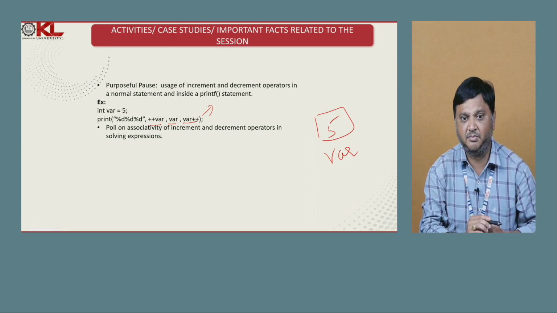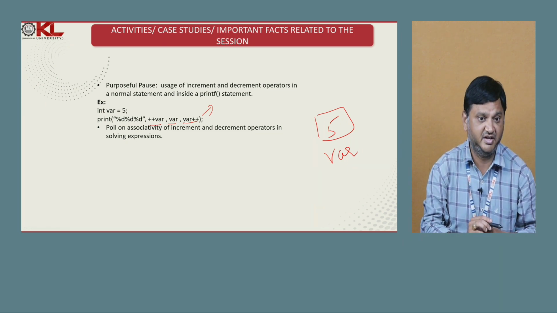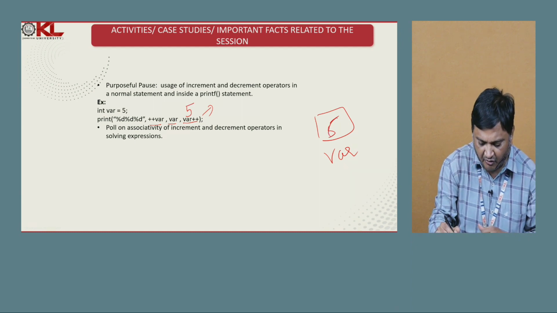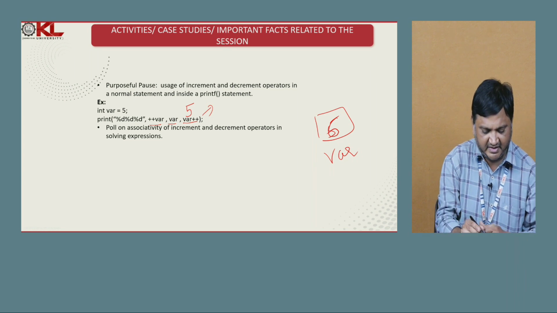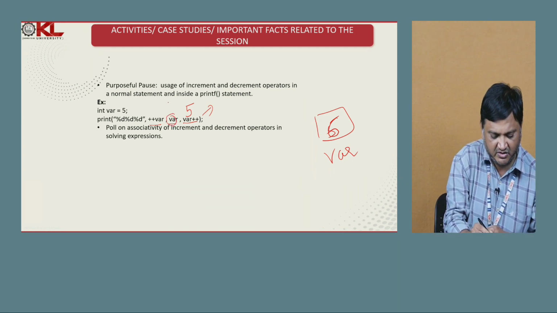So var plus plus is a post increment or a pre increment? Very good, post increment. Post increment means what my dear students? First 5 will be printed, but in the memory var will be 6 now. Hope you understood. Next, what is the next variable we have? Var. What is the last value of var we have? So 6 will be taken.